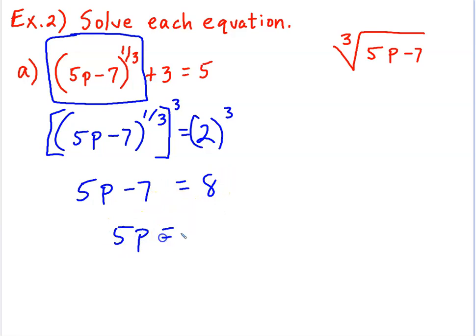Solve for p. And you get p equals 3. And we'll go ahead and check this one. 5 times 3 is 15. 15 minus 7 is 8. This means the cube root of 8 is 2. And then 2 plus 3 is 5.